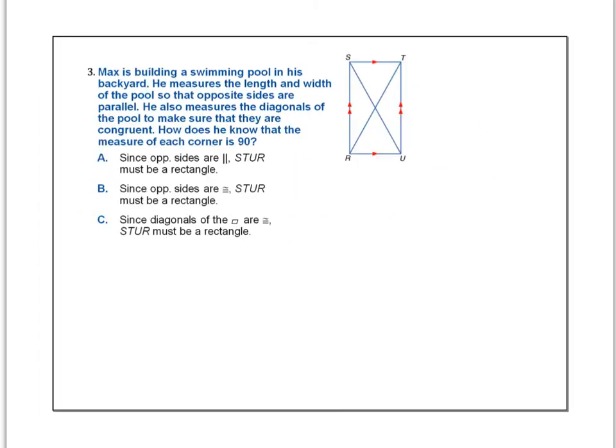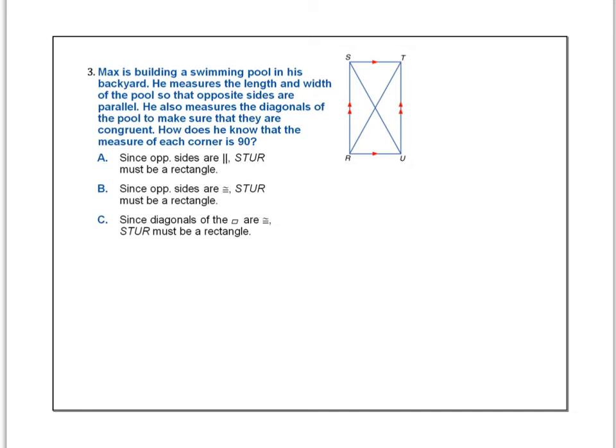Number 3, Max is building a swimming pool in his backyard. He measures the length and width of the pool so that he knows opposite sides are parallel. And he also measures the diagonals of the pool to make sure they are congruent. How does he know for sure that the measure of each corner is 90 degrees?